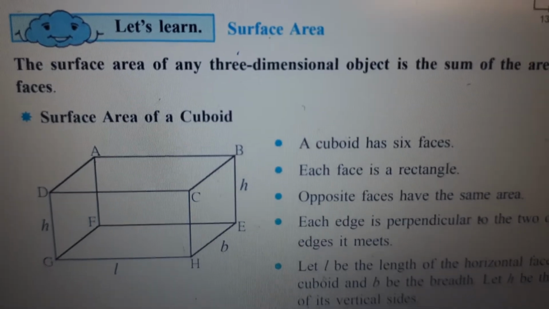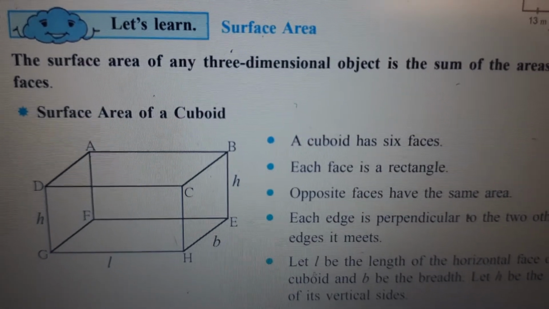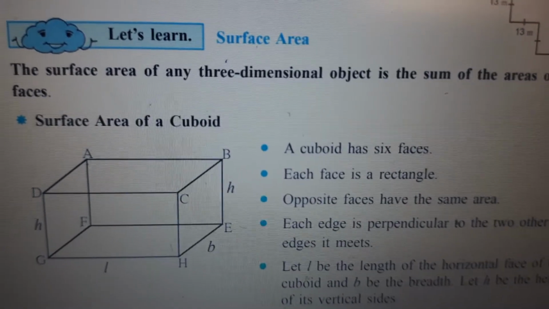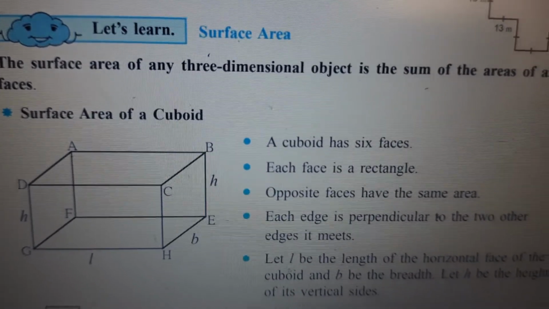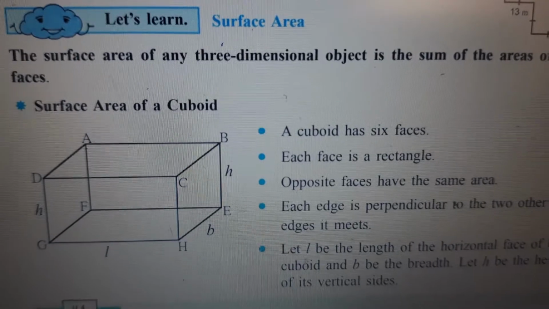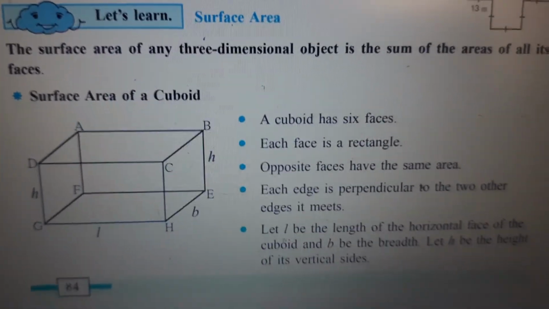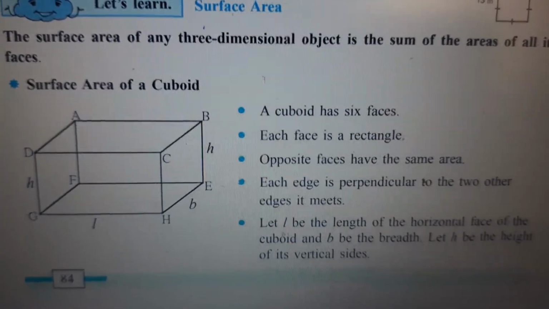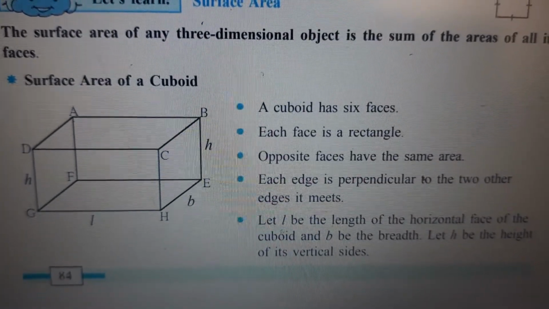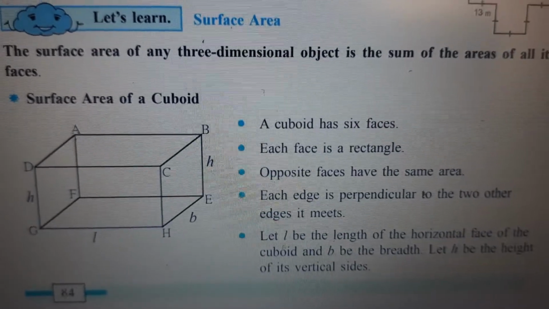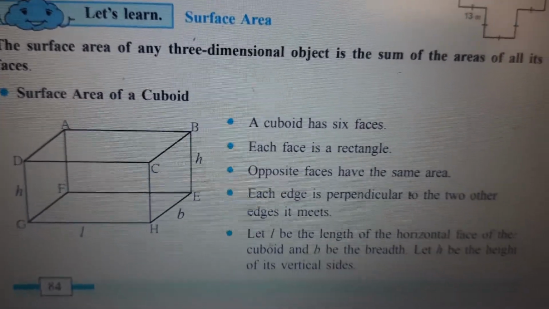Now the next is surface area. What do you mean by surface area, children? Surface area means the area of the flat surface. But when the object has 3 dimensions like length, breadth and height, that we are going to learn in this chapter. The surface area of any 3-dimensional object is the sum of the areas of all its faces. Faces means each flat part.